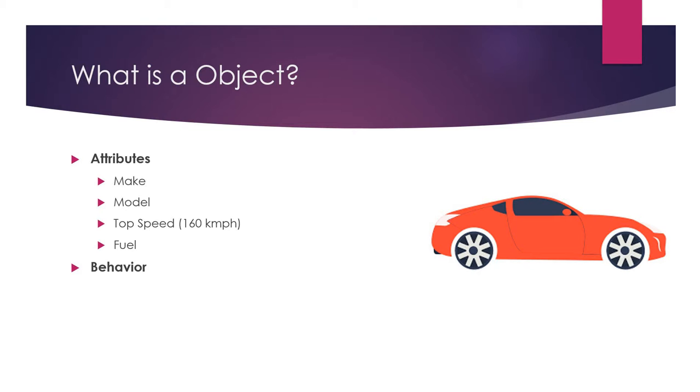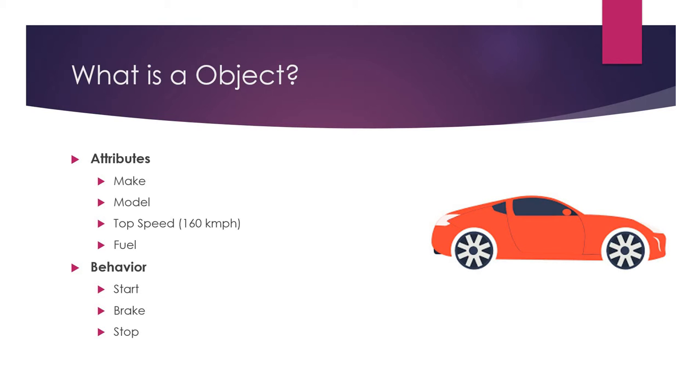So behavior means what a car actually does, okay, how it behaves in the real world. So you know that a car starts, a car can brake, a car can stop, a car can accelerate. All these things come under its behavior. So these are the two major properties of an object.